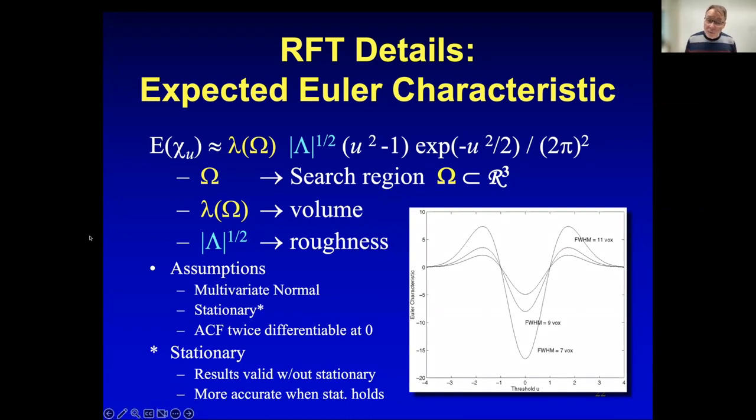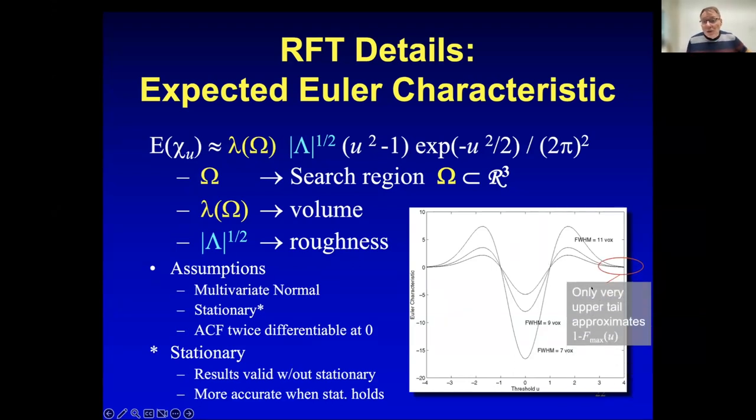So of course it does have some assumptions. We have to assume the data are multivariate normal. For the cluster size results, we need to assume that the smoothness is the same everywhere. That's a technical condition known as stationarity, and also reflected in sufficient smoothness. And that has to do with the autocorrelation function being smooth at the origin, twice differentiable. So it's an amazing set of results.